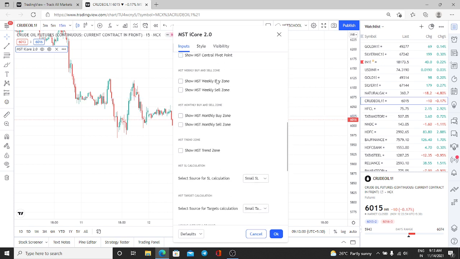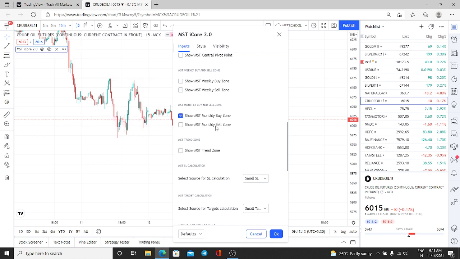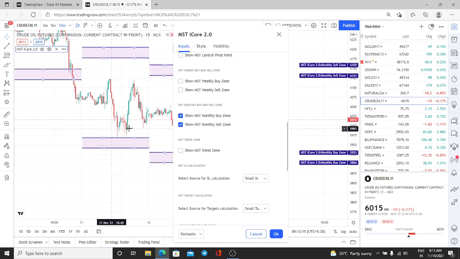And this is our weekly buy zone. In the morning itself we will know till where the market will come down. So look at this spot, exactly it has reversed from here and the target has been given. And this is the monthly zone. See here, exactly it has touched here and it has reversed 100 points.